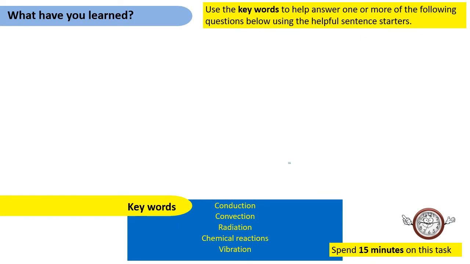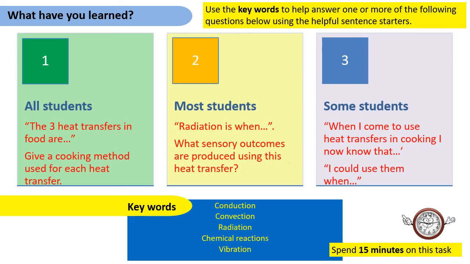So using the keywords to help with the following questions. So if you wanted to go for the all students, if you can put the 3 heat transfers in food are, and then give a cooking method for each of those heat transfers. So conduction, convection, radiation, give a cooking method for each of those heat transfers.